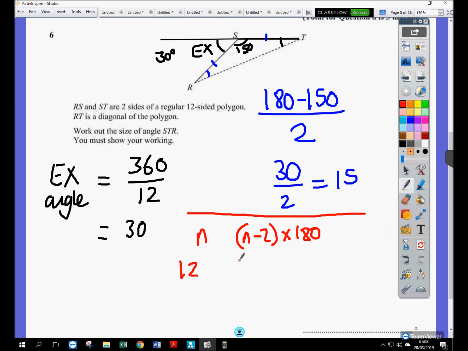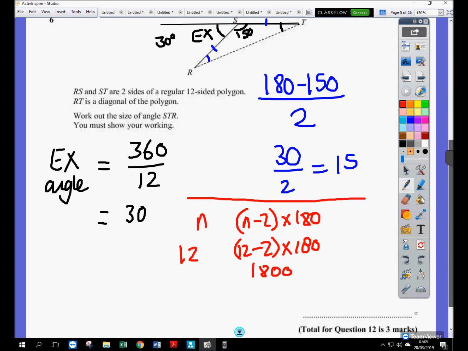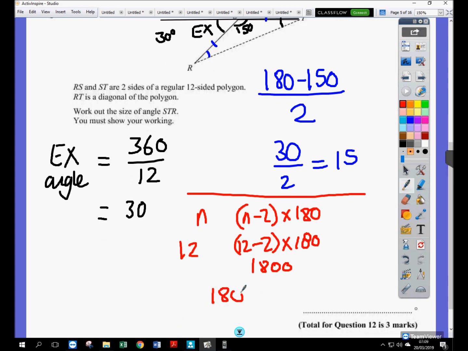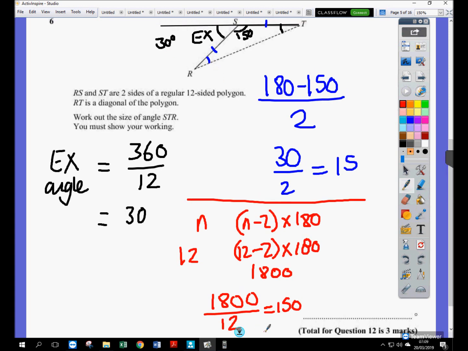So if it's a 12-sided shape, you do 12 take away 2, which is 10 times 180. And that's 1,800. So the total angles inside the shape add up to make 1,800. You then do 1,800 divided by how many sides there are, and this will give you one of the interior angles. And then you carry on in the same way. So I would argue that it's easy to work out the exterior angle, and then work out the interior based on that. But it's up to you. The answer is 15.